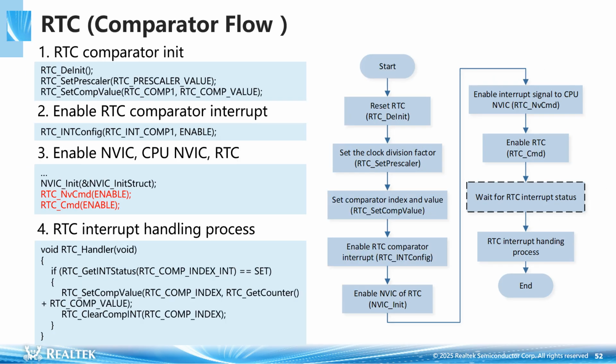The configuration process for the RTC comparator function is as follows. Step 1. Set the prescaler value for the RTC. Step 2. Set the comparator value. Step 3. When the comparator value reaches the user-defined value, a comparator interrupt will be triggered. Then it will enter the RTC interrupt handling process.